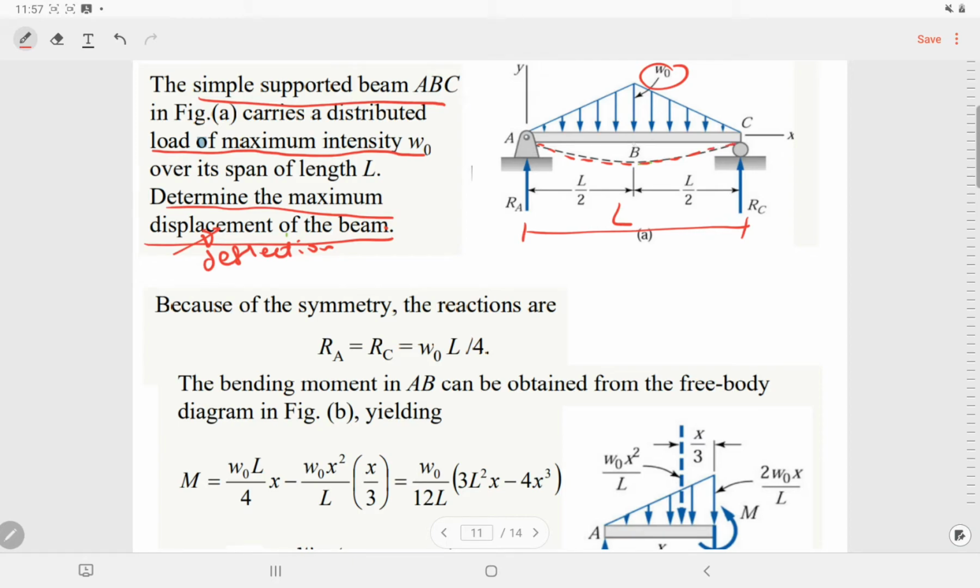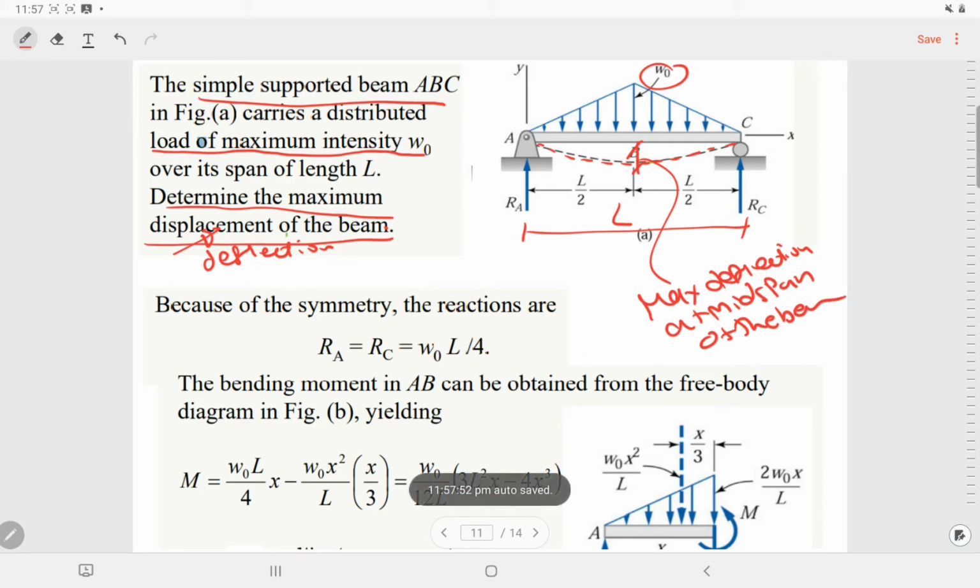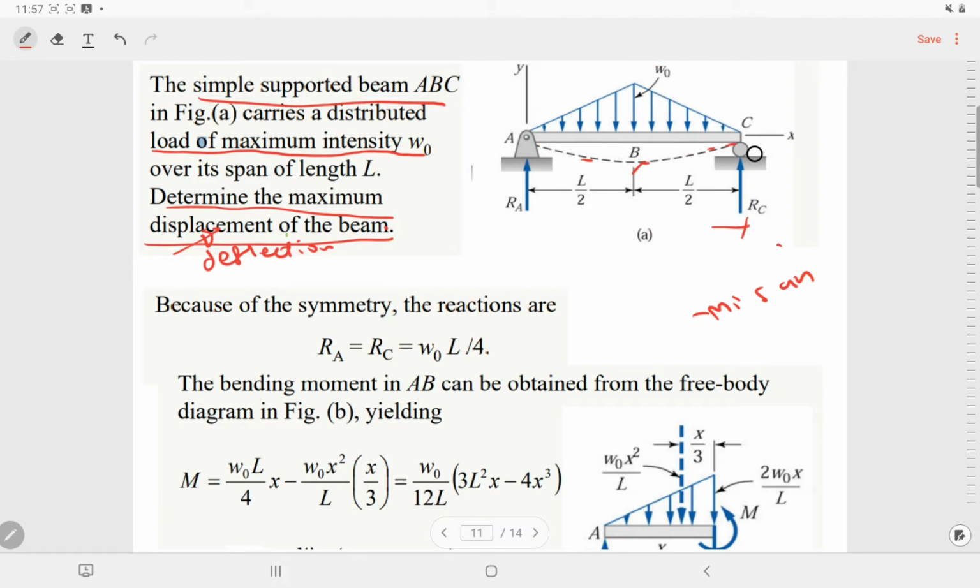Okay, so we have a deflection like this. Of course, the maximum deflection is going to be at the midspan. So this one is the maximum deflection, which is at midspan of the beam. How can we find the deflection? To find the deflection, we know the first step is to find the reaction.